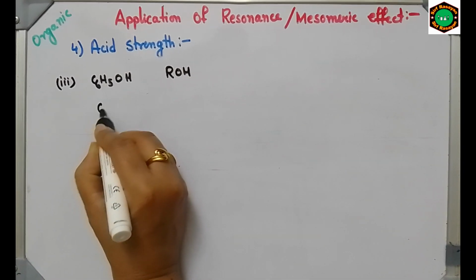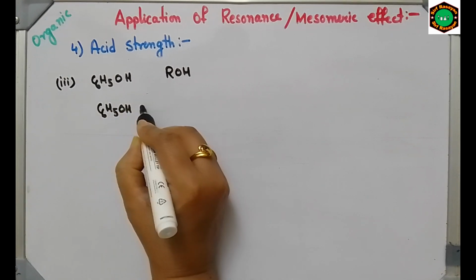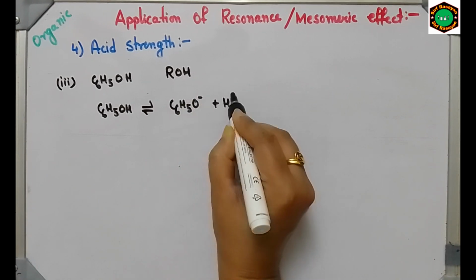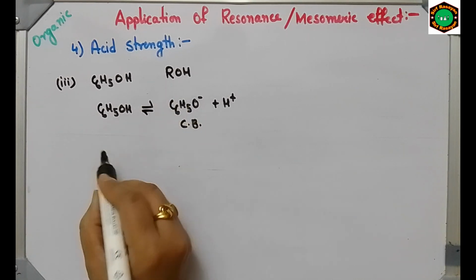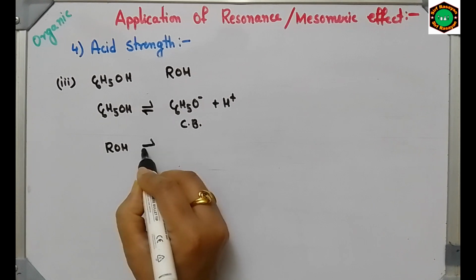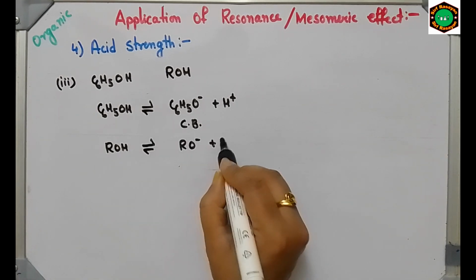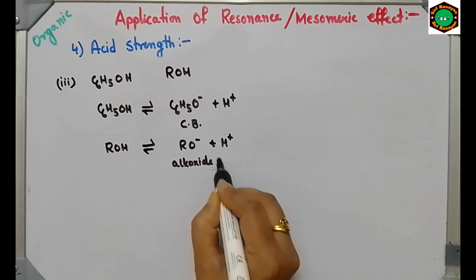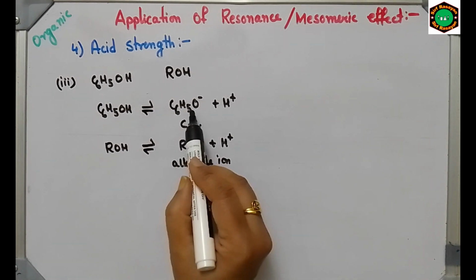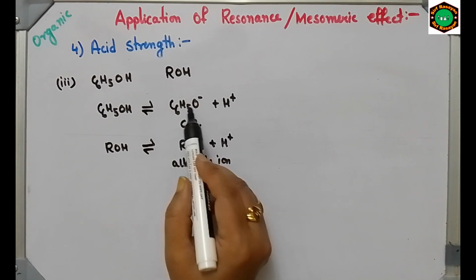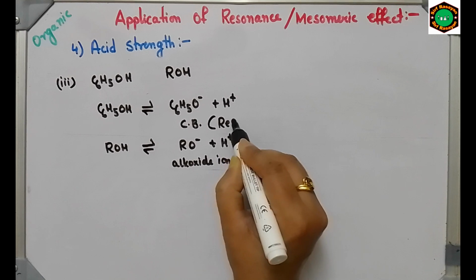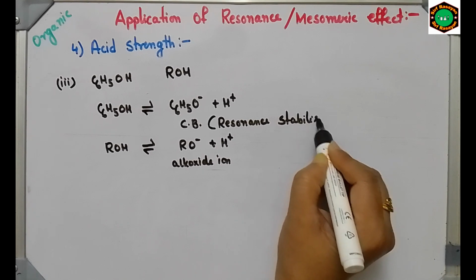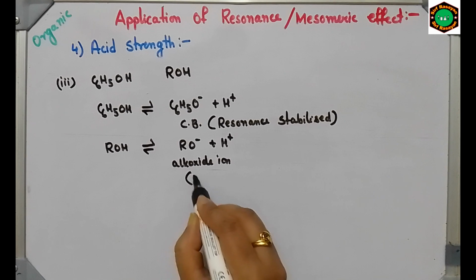Take phenol, remove H plus to get the conjugate base. Take alcohol, remove H plus to get this conjugate base. It is called alkoxide ion. Now see, this phenoxide ion or phenolate ion, it is resonance stabilized. But in alkoxide there is no resonance.